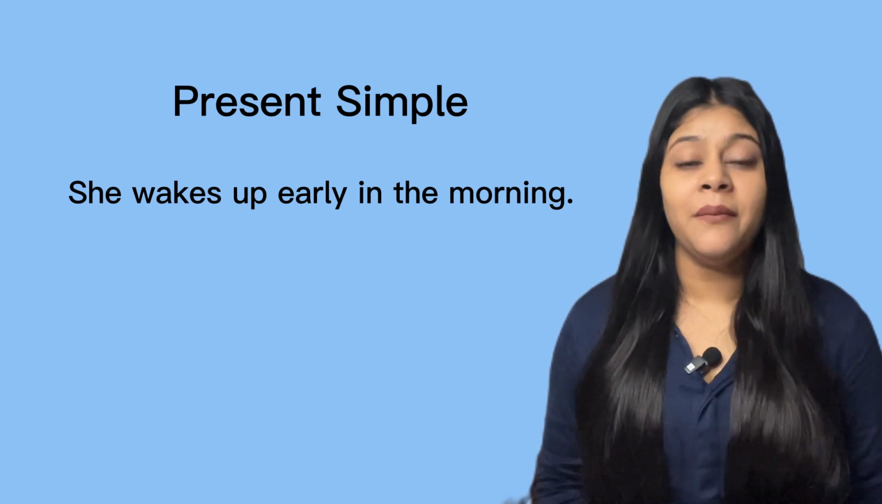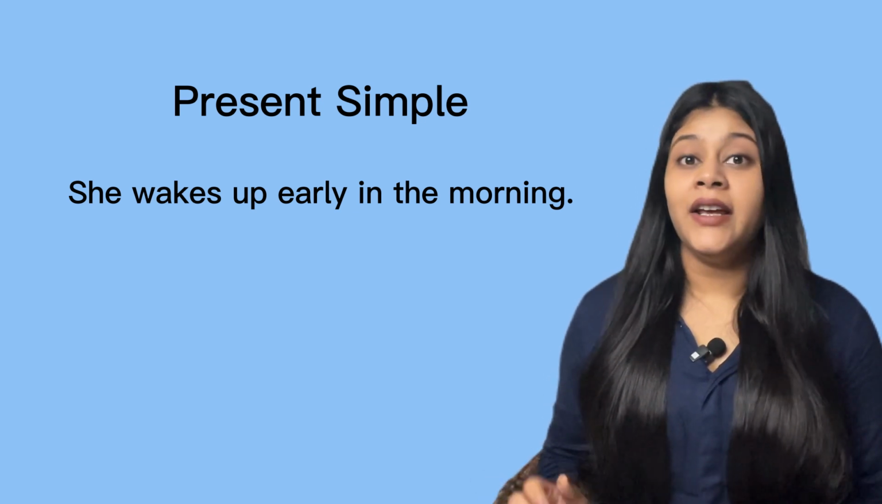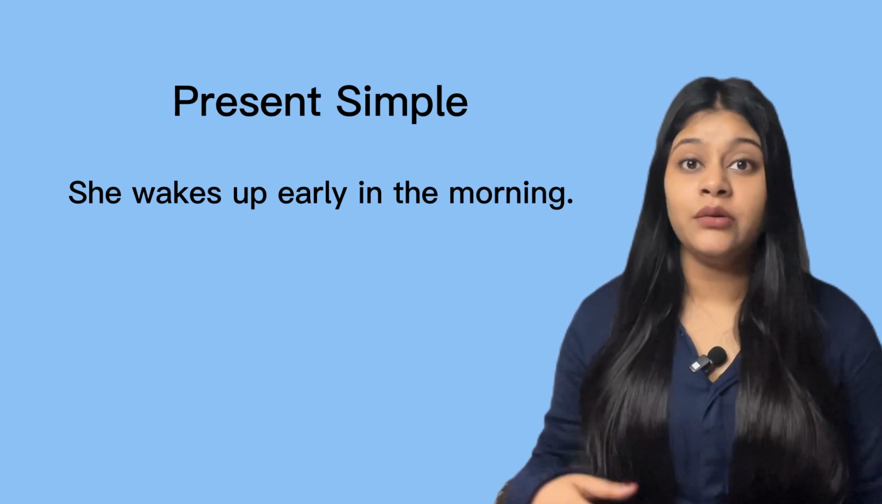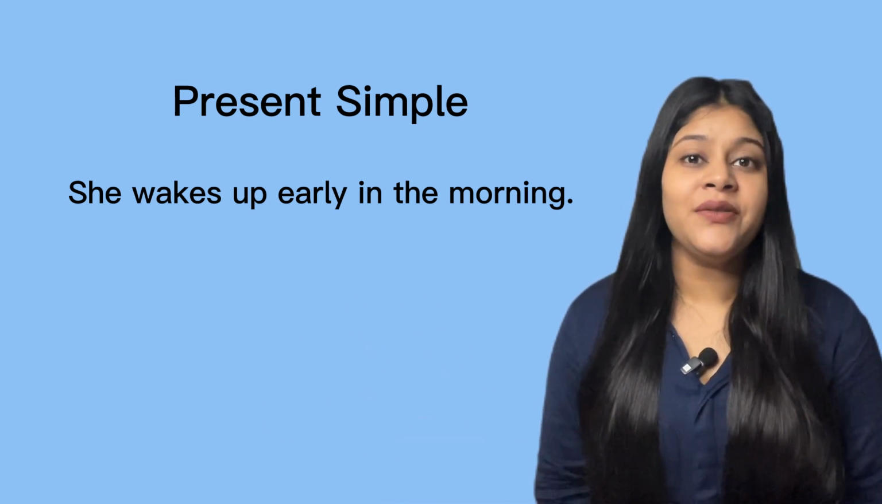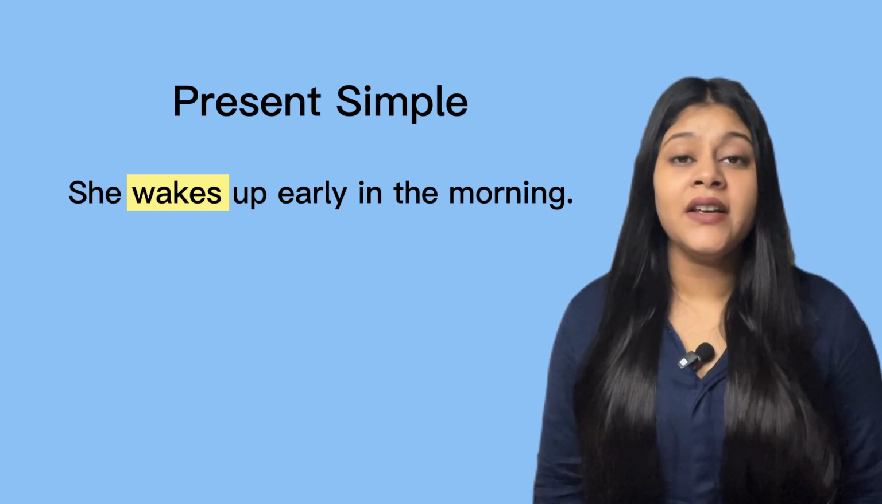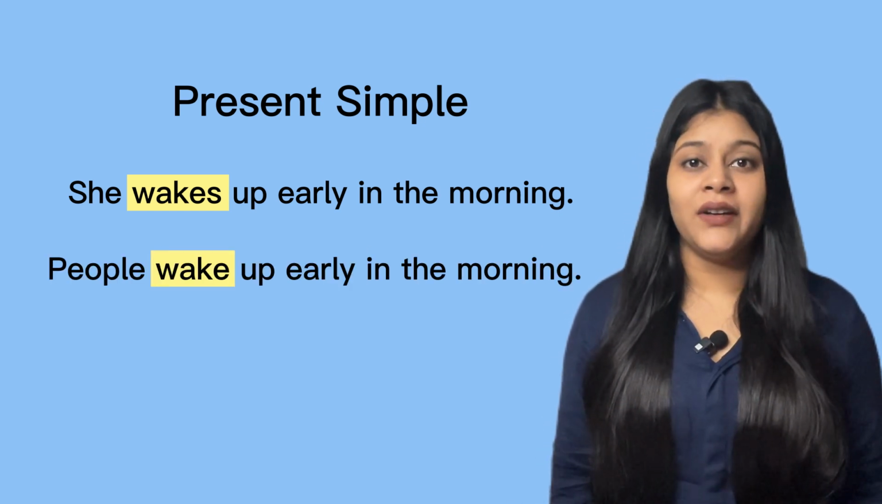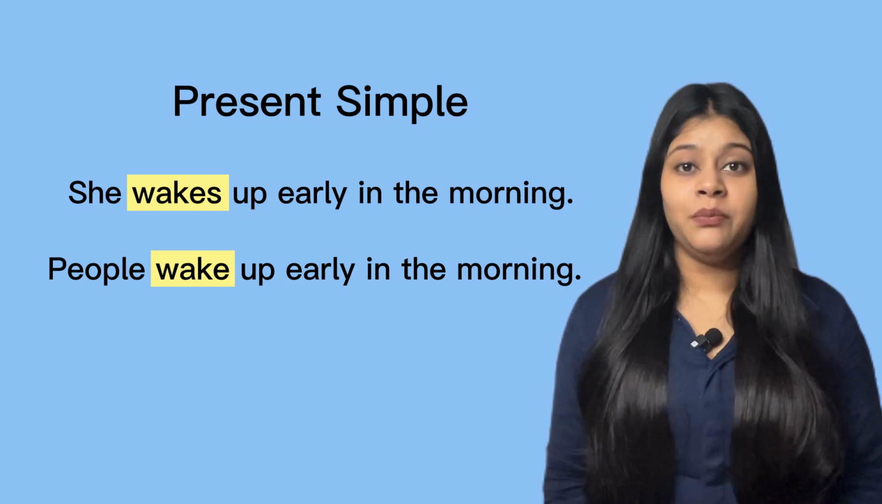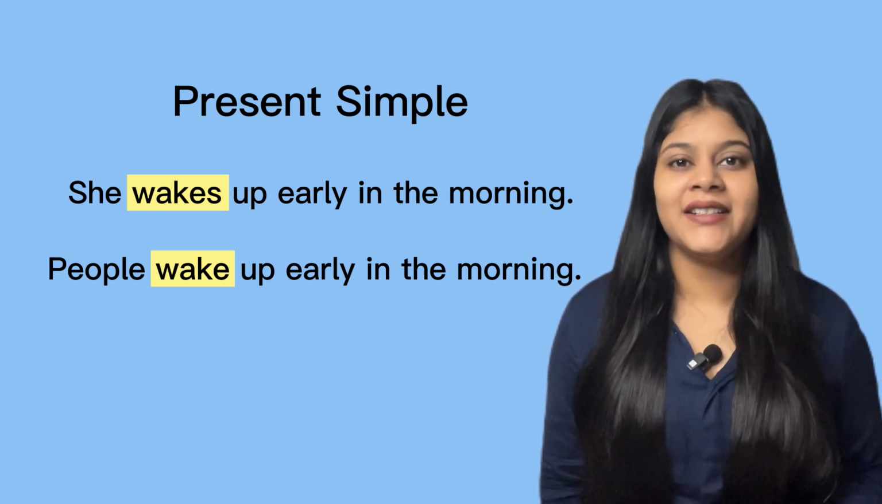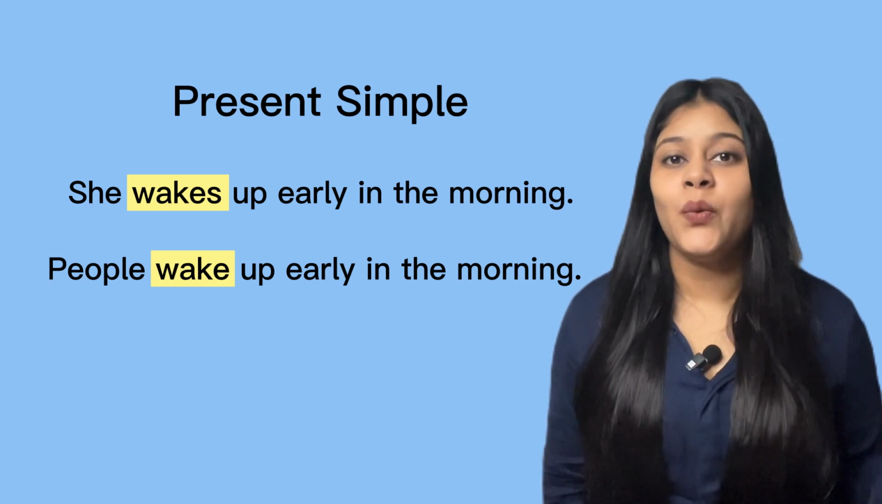Here we are talking about third person singular. Here we are not talking about I, we are not talking about you, we are talking about a third person. So here we have added s to the action wake. Similarly, if I say people wake up early in the morning, here we are talking about people. People are plural and that is why we have not added s/es to the action wake.